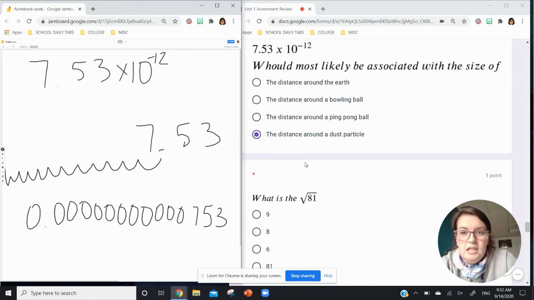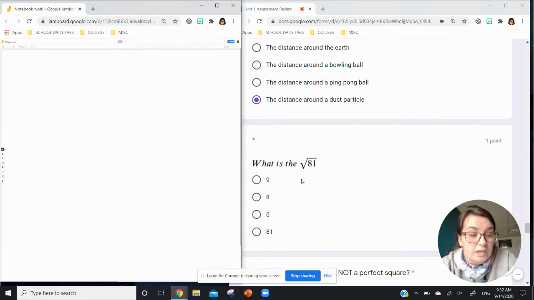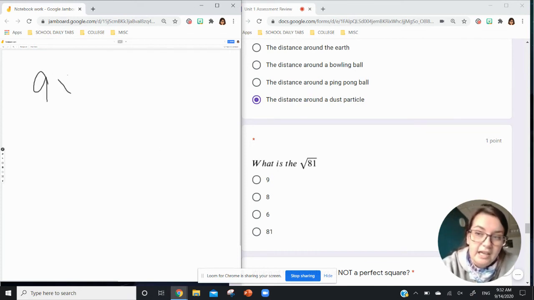Next question. It wants to know what the square root of 81 is. So you need to know what number times itself would be 81. If you had a calculator, you could put it in Desmos like this and it would give you the answer. But I'm just going to write these out. I know that I have 9, so 9 times 9, well, that's 81. But just to be sure, then I would try 8 times 8 to see. Well, 8 times 8 is 64.